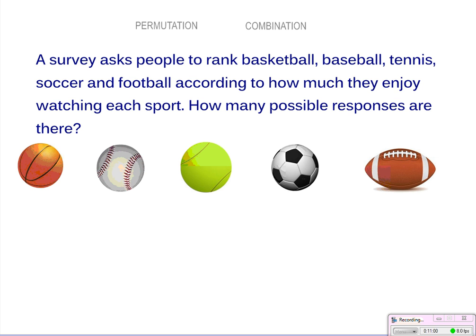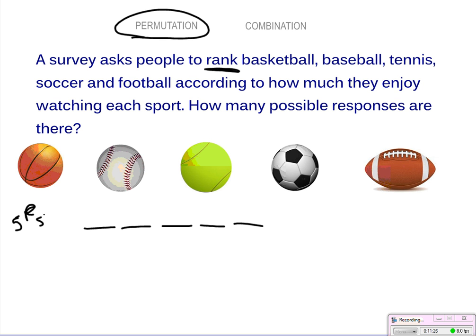A survey asked people to rank basketball, baseball, tennis, soccer, and football according to how much they enjoy watching each sport. How many possible responses are there? So when you say rank, that means you're going to go first, second, third, fourth, and fifth. So to me, that's a permutation. It's kind of like saying 5 choose 5, or 5P5 rather, with a permutation. It's kind of thinking about it a different way.